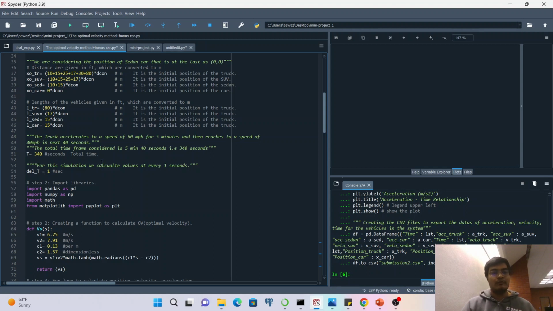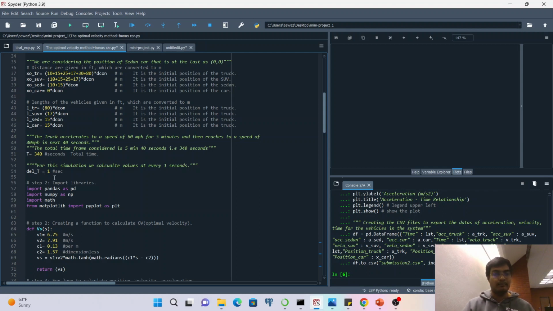In the first portion of the problem, it is stated that the truck accelerates to a speed of 60 miles per hour for 5 minutes and then reaches a speed of 40 miles per hour in the next 40 seconds. So the overall time duration will be 340 seconds. So let's consider capital T is equal to 340 seconds.